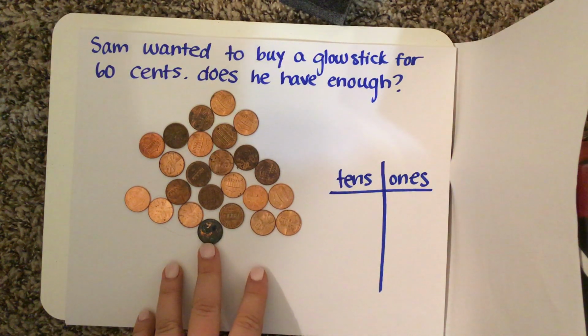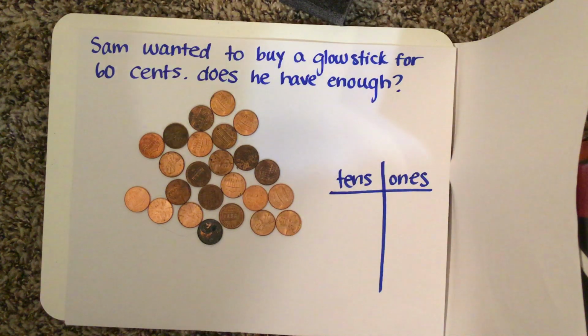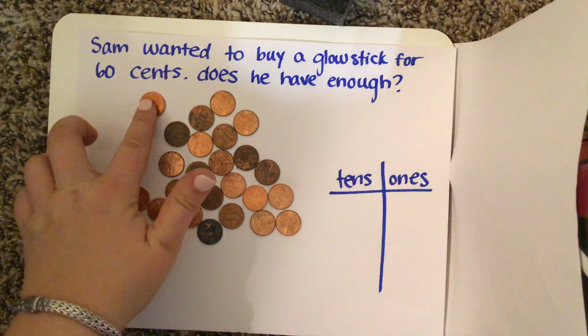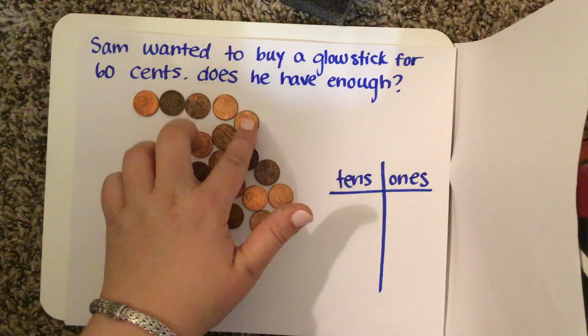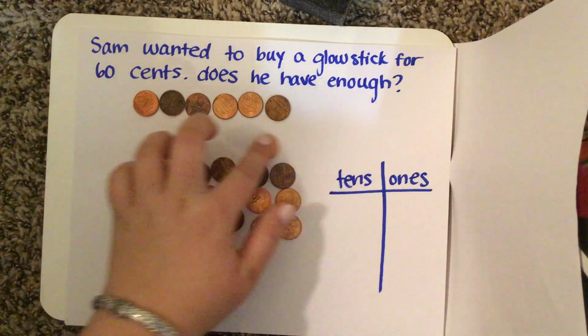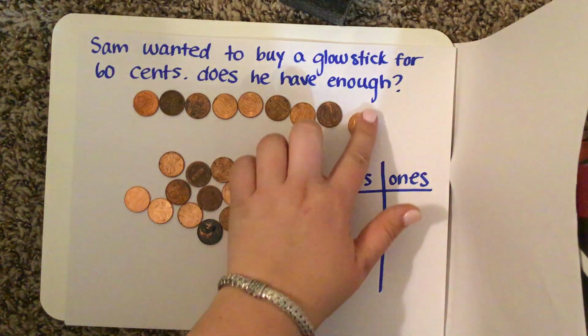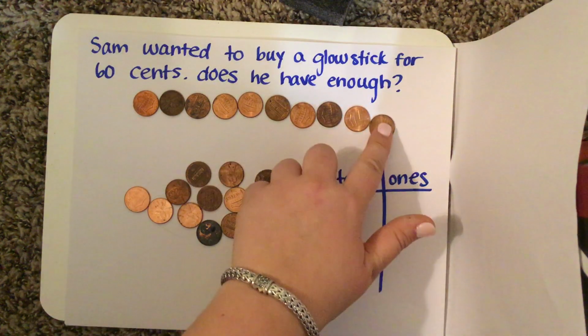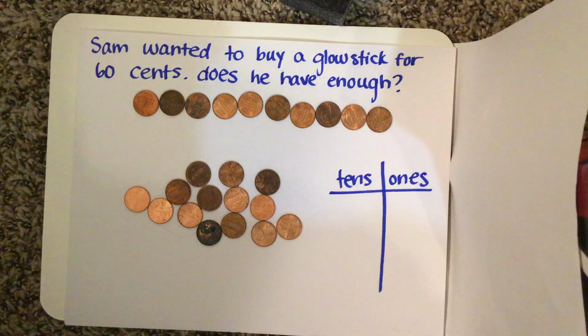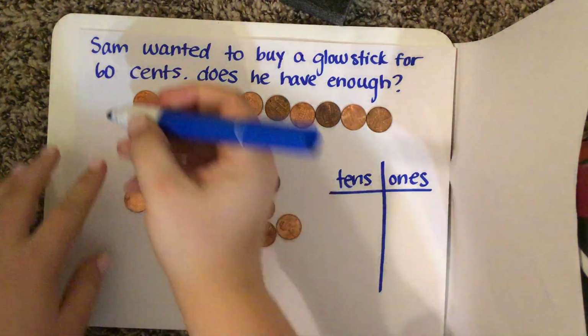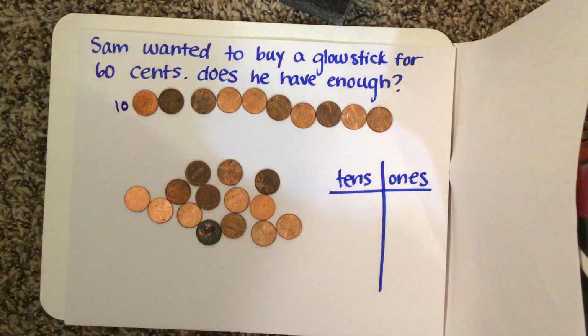So, the problem states, Sam wanted to buy a glow stick for 60 cents. Does he have enough? So before we get started on anything, we are going to count our pennies and group them into tens. So let's do it. 1, 2, 3, 4, 5, 6, 7, 8, 9, 10. What do I do next? Same thing as we did yesterday. I'm going to write a 10 next to it. So I know that this is one bundle. We're 10 cents. Let's keep going.